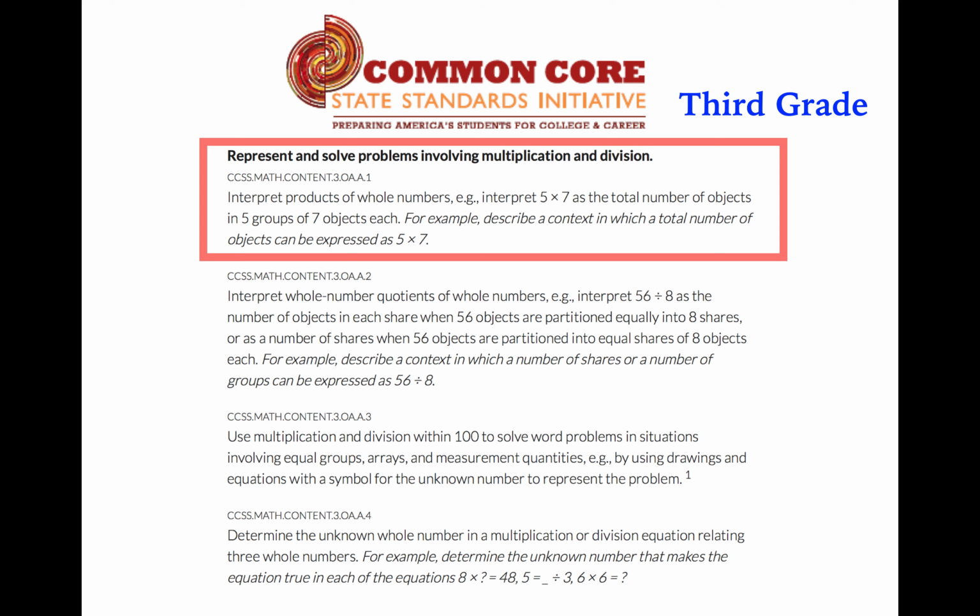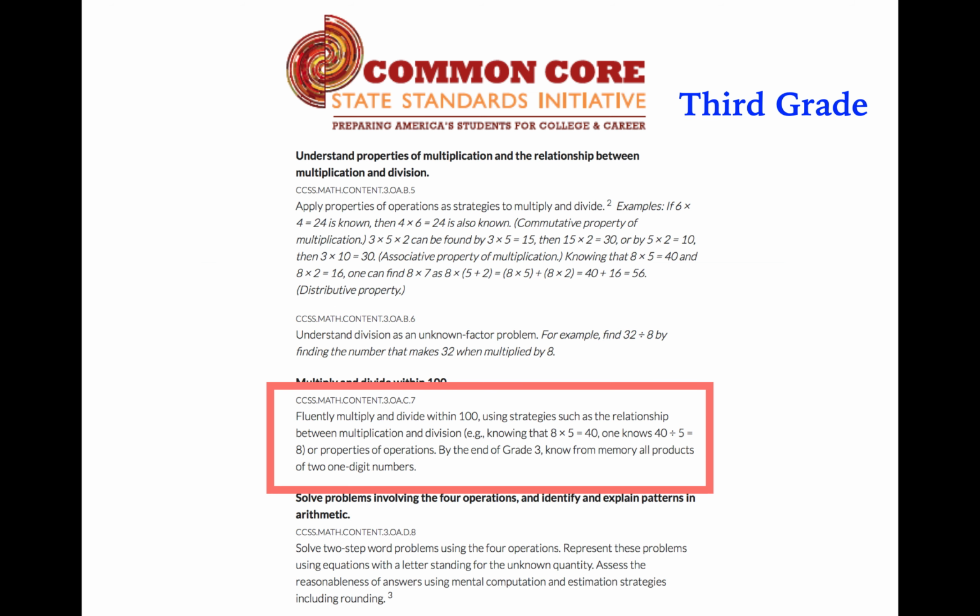It says interpret products of whole numbers. Interpret 5 times 7 as the total number of objects in 5 groups of 7 objects. I put this one in there because in 3rd grade, it shows how we're focusing, and there are a lot of these, on reasoning strategies and different ways to make sense of the multiplication facts. There are many things like this in the standards.